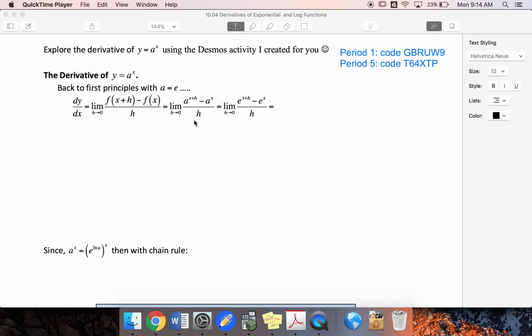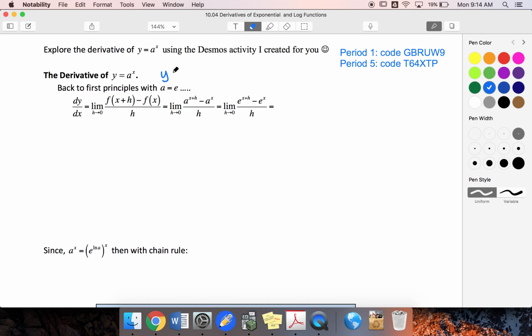All right, if you're back, hopefully you figured out that if y is equal to e to the x, then the derivative is also e to the x. And we're going to prove this with first principles. If I separate this out, then I'm going to have the limit as h goes to 0 of e to the x, e to the h, minus e to the x over h.